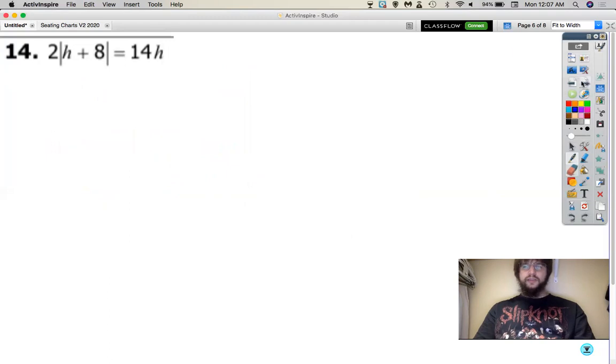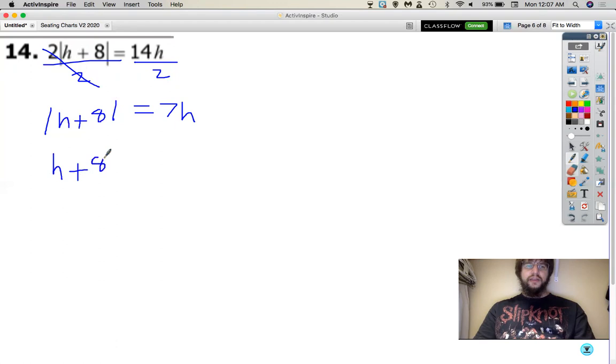All right, let's try this one. So I need to isolate my absolute value, not my h, the absolute value. So I'm going to divide by 2. Those 2's will cancel. I'm left with absolute value of h plus 8. Don't drop off those absolute values. You didn't use them yet. I'm going to take what's inside my absolute value, set it equal to the positive, take what's inside my absolute value, and set it equal to the negative.